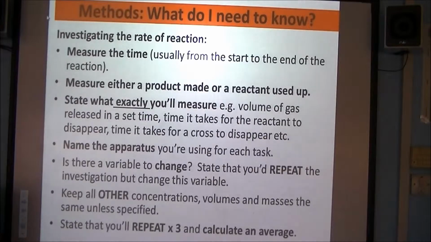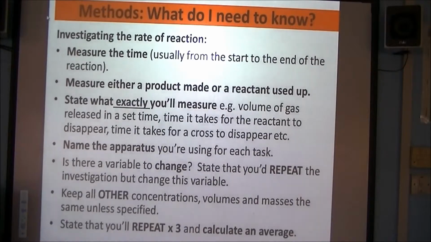If the reactant, for example, was going to be used up, if it was going to disappear, because maybe it started off as a solid, like a metal, for example, in an acid, then you can time it takes for that reactant to disappear. Some of our reactions that we've seen involve a solution that goes cloudy. And in order to time how quickly it goes cloudy, we can put a cross underneath the beaker and time how long it takes for that cross to disappear.